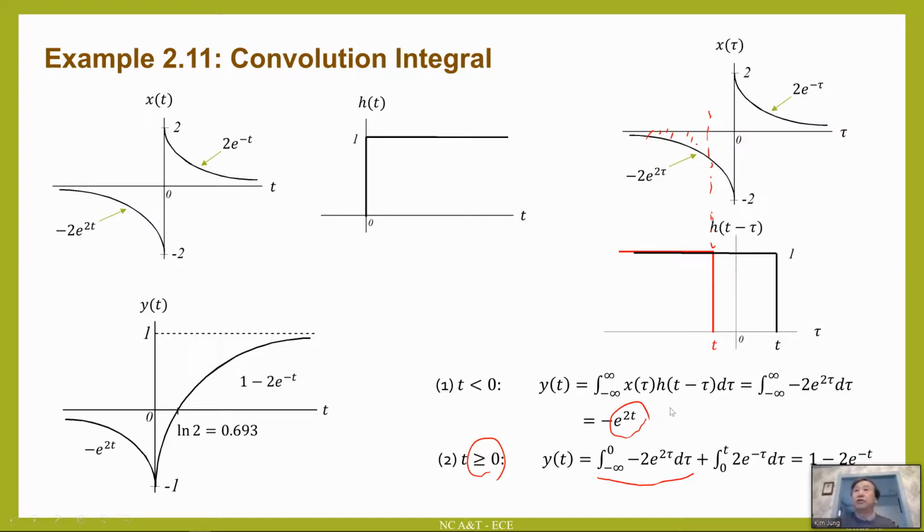So we can sketch it. For t less than 0, this area, we sketch minus e to the 2t, and then on the right side, t greater than 0, we have the function here. So this is the convolution between x of t and h of t.